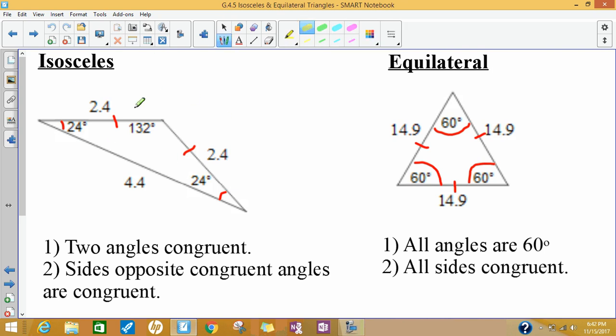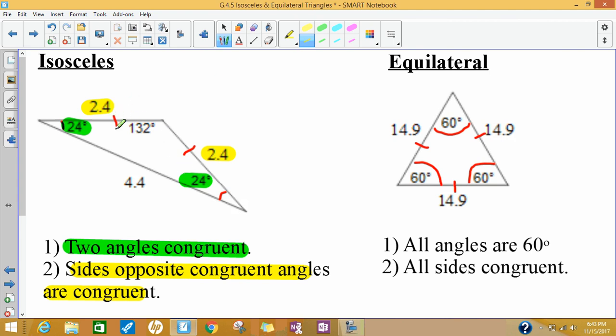So if you look at my isosceles triangle, I have two sides that are the same length, both 2.4. And it has two angles that are congruent, or the same measure, 24 degrees. So an isosceles triangle always has two angles congruent, two and only two, and the sides opposite of those angles are also congruent. So my sides that are congruent, marked with these red slashes, are across from the two angles that are congruent to each other.